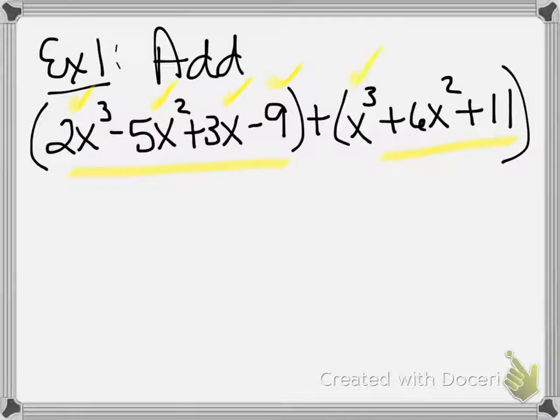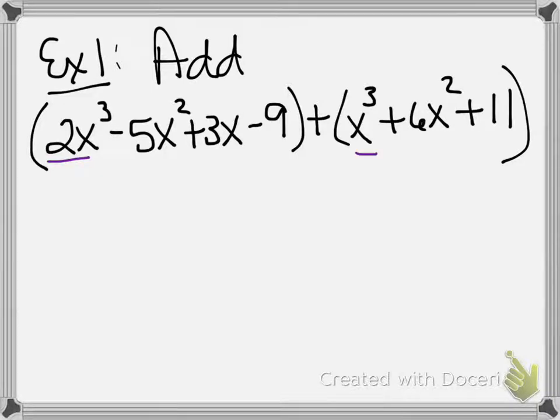The next one has x cubed plus 6x squared plus 11. That's a polynomial because you have 3 terms. Anytime you have more than one term, it's called a polynomial. So we're going to start with addition. When you add polynomials, you're basically just combining your like terms.